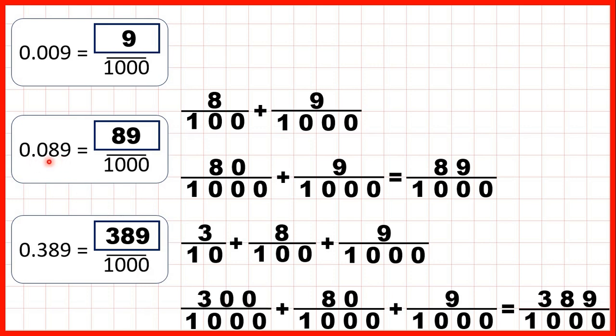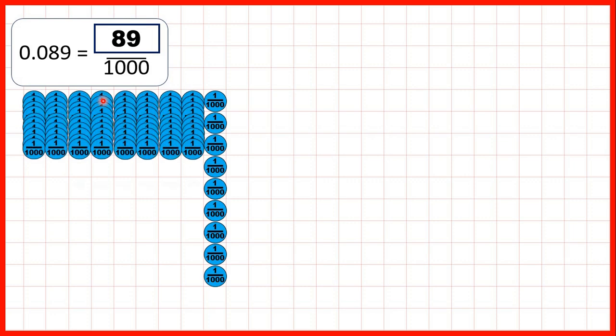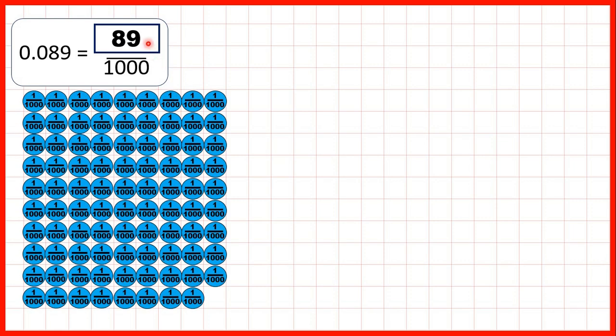Let's just take one last look at this middle question. 0.089. The 8 is in our hundredths place, so we can show 8 hundredths place value counters, and the 9 is in our thousandths, so we can show 9 thousandths place value counters. But remember, we can exchange one of our hundredths for 10 thousandths, and if we do that to all of our hundredths, that gives us 89 thousandths altogether.